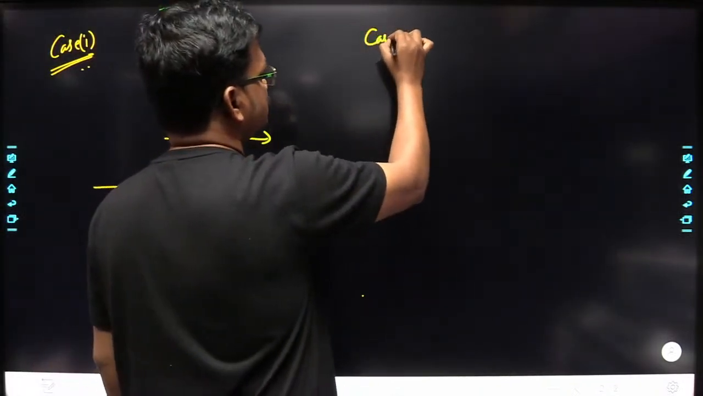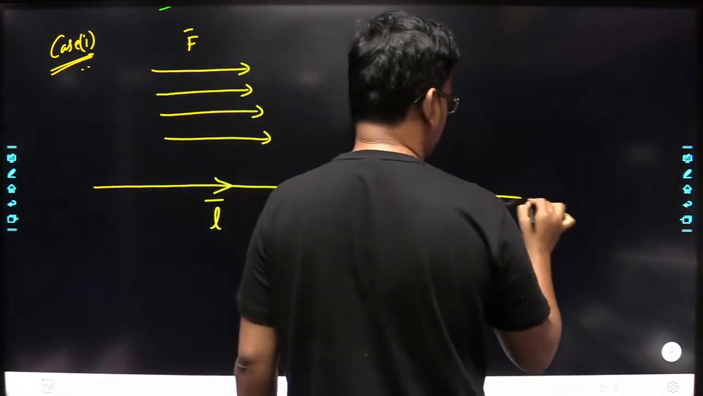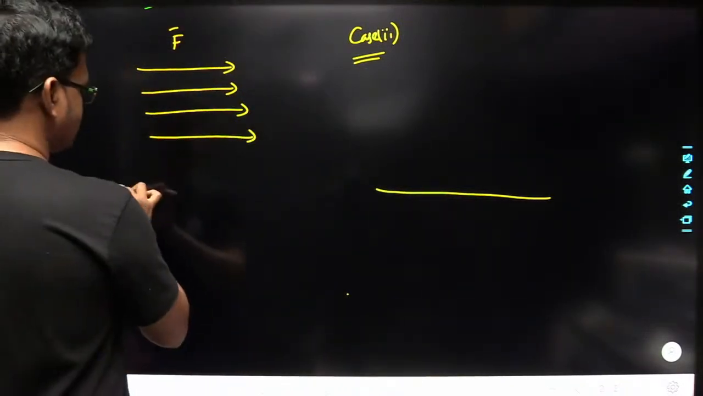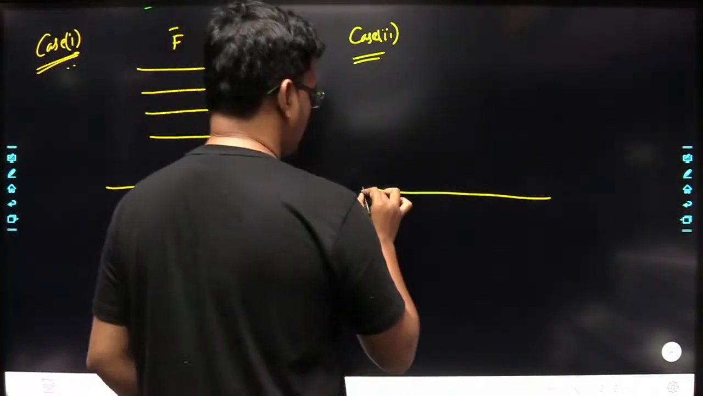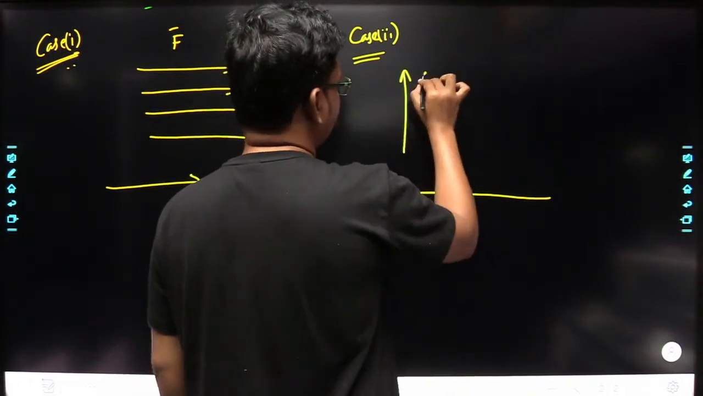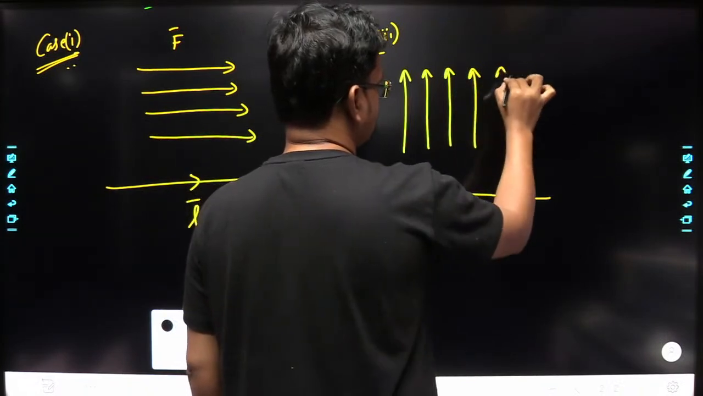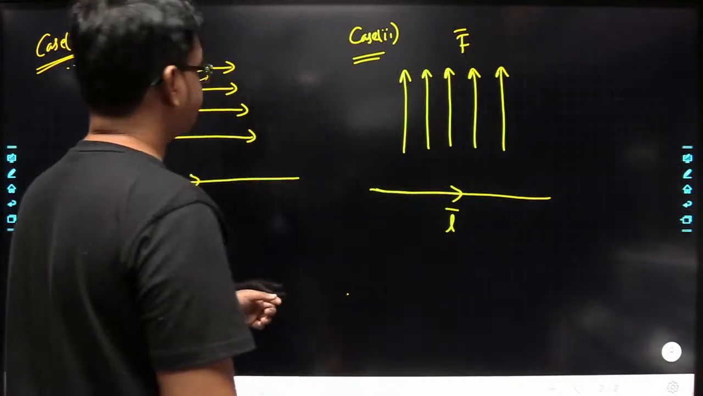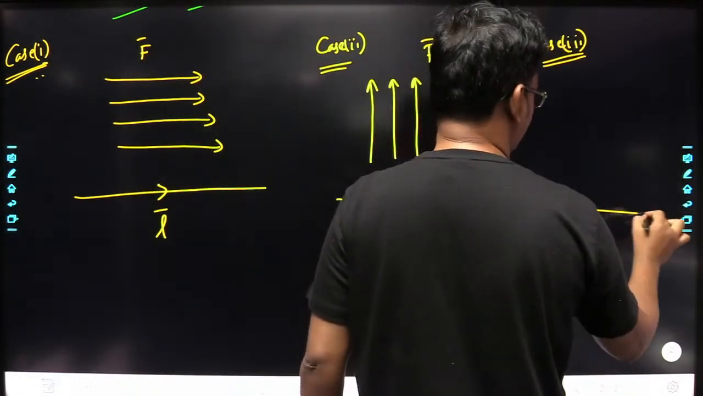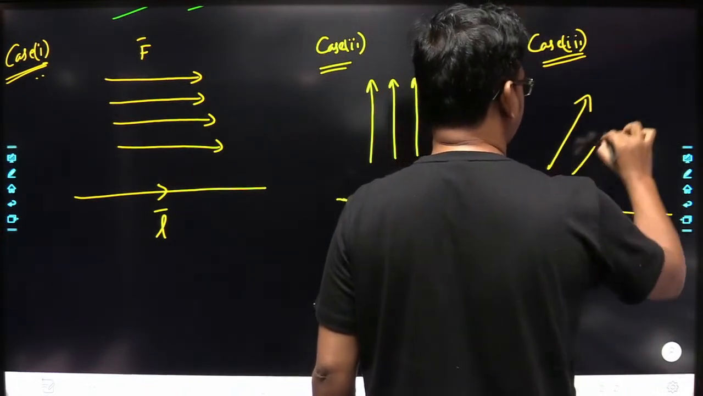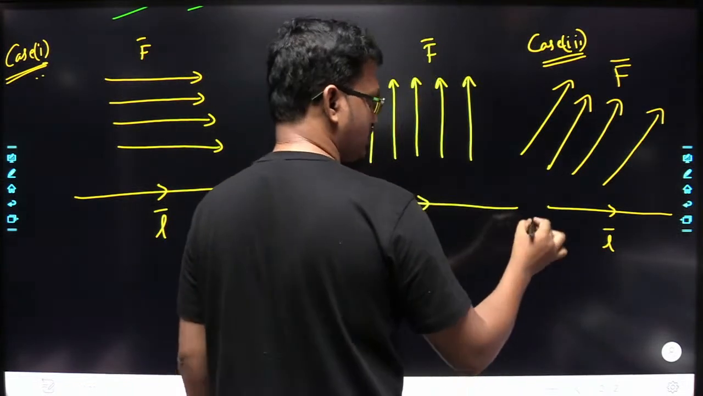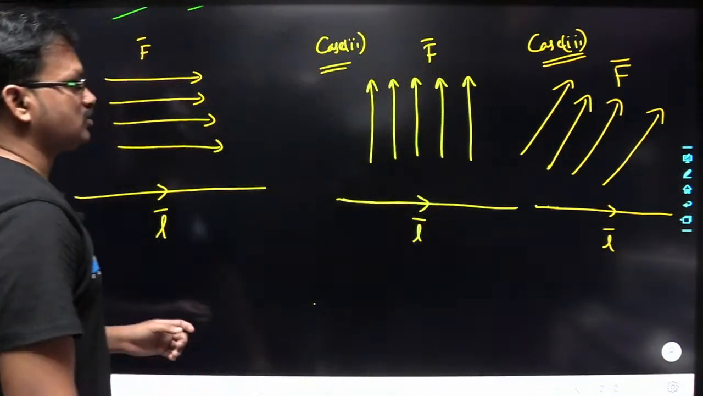Next, case 2. Here I am considering the same length L bar, and here I am considering the vector field in this direction. Next, case 3. This is length L bar, and here I am considering the vector field in this direction. If you have learned about flux, it is going to be very simple here. So F bar, L bar, these are the 3 cases I have considered.